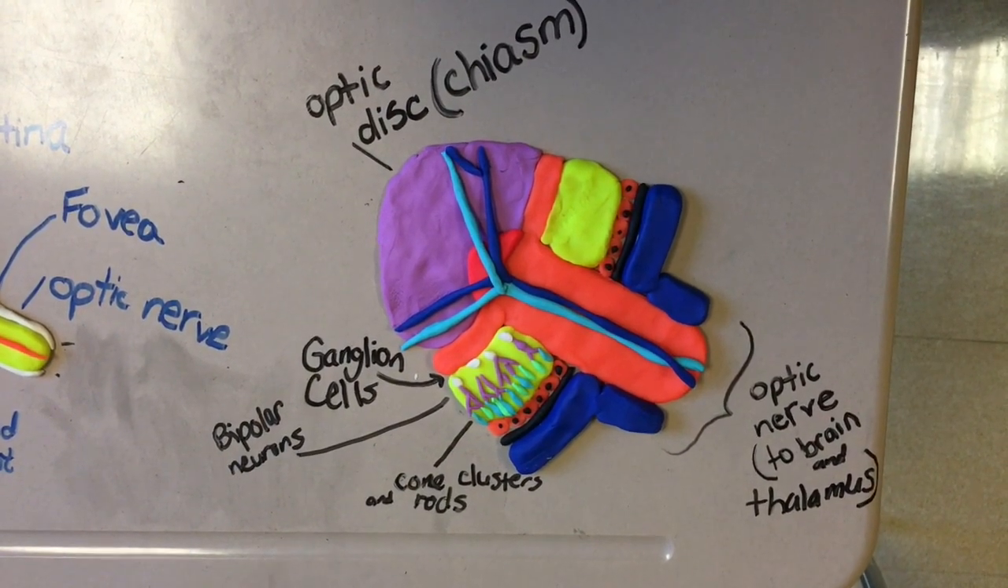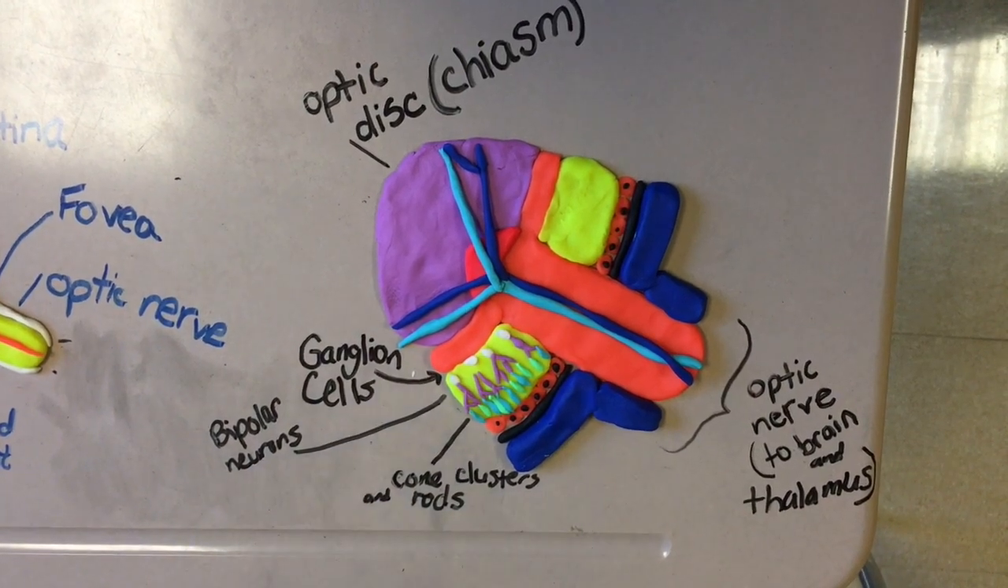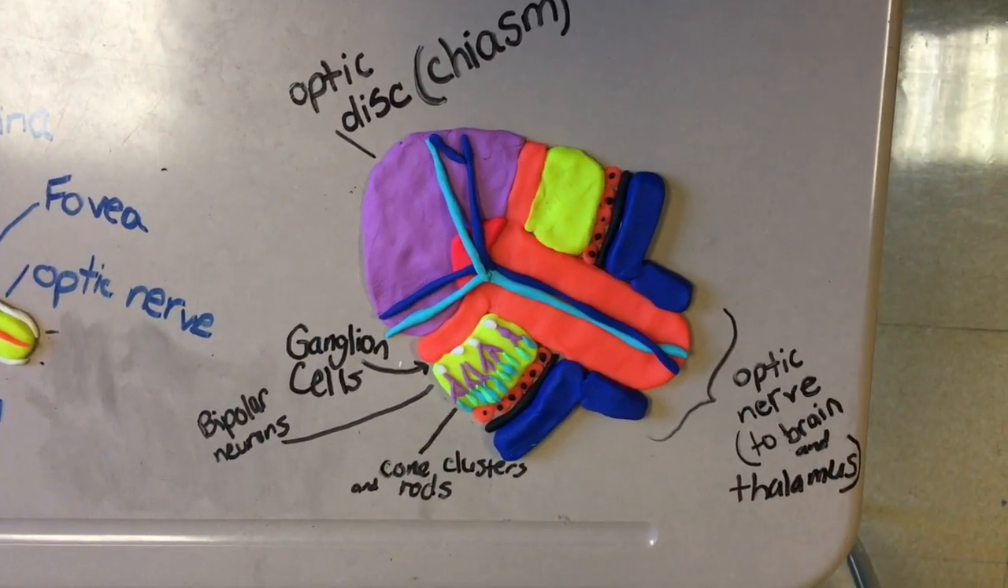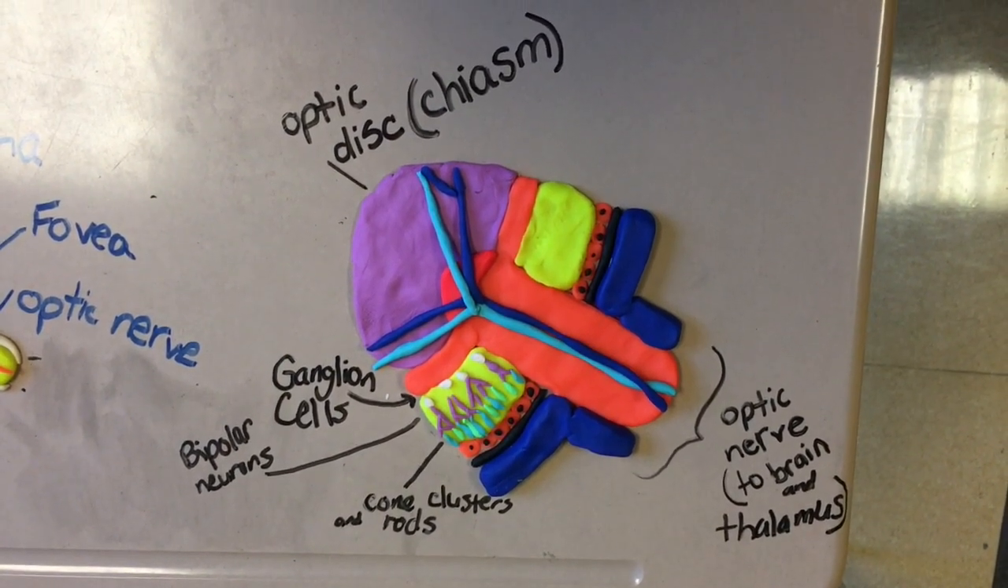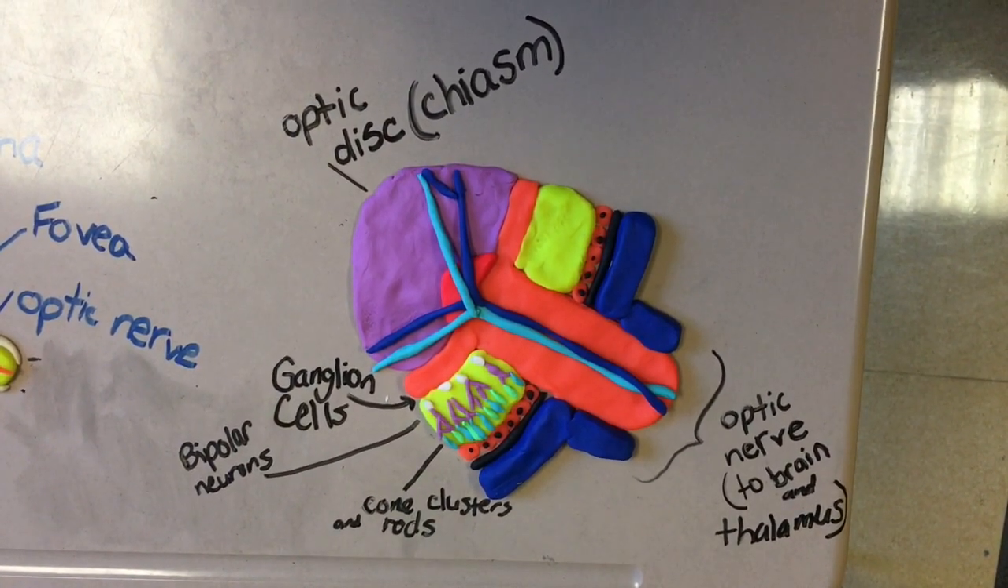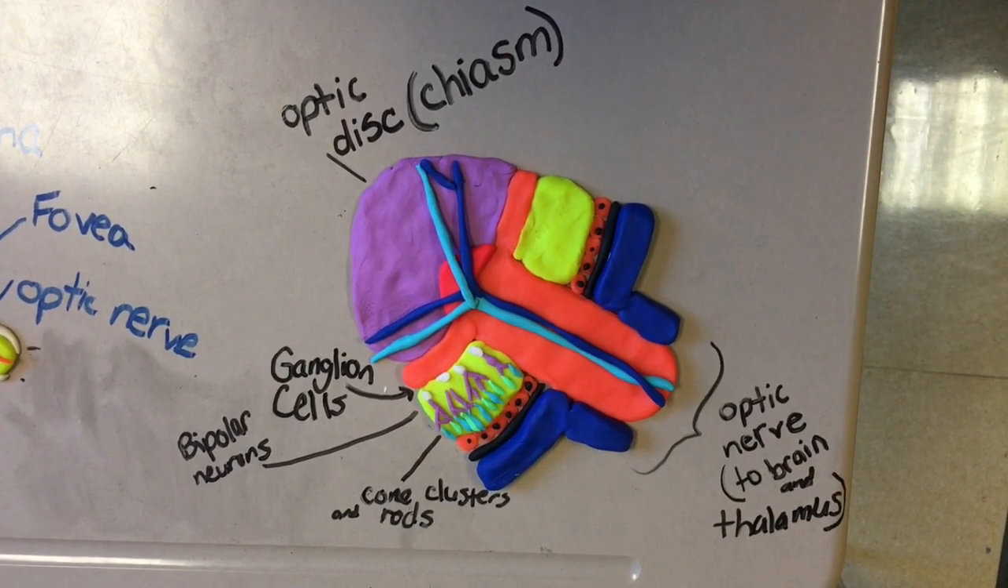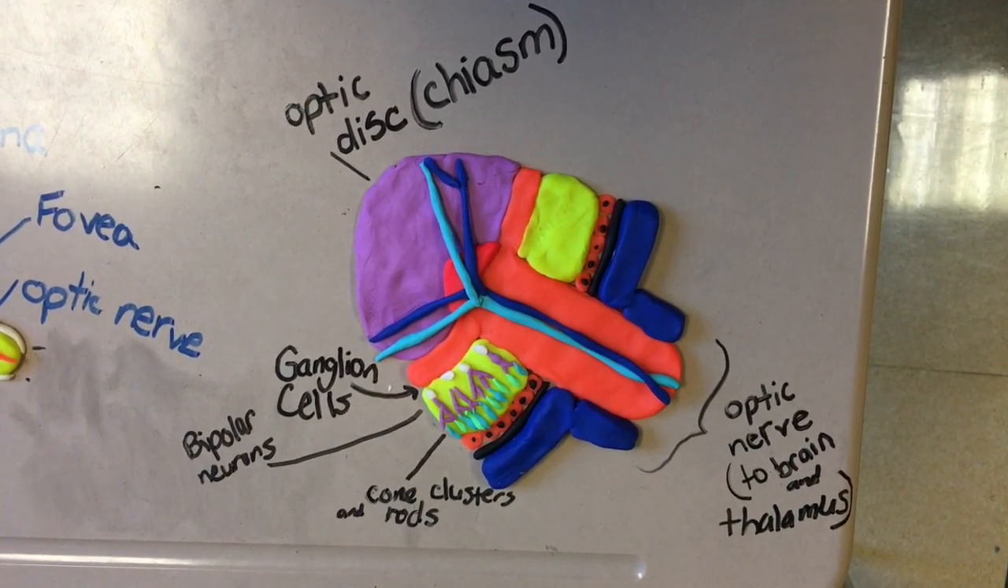Outside of the fovea, you will find the cone clusters. The cones are receptor cells that are concentrated near the center of the retina. These clusters function in daylight or in well-lit areas. They also detect fine detail. Another part of the eye is the rod.